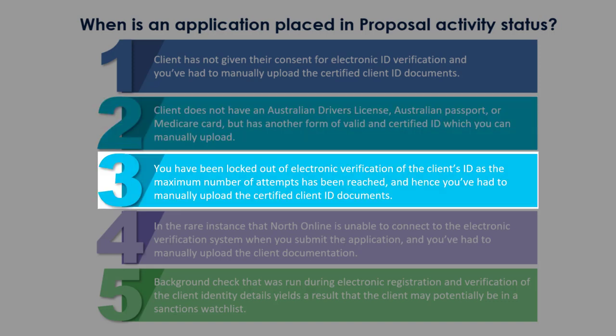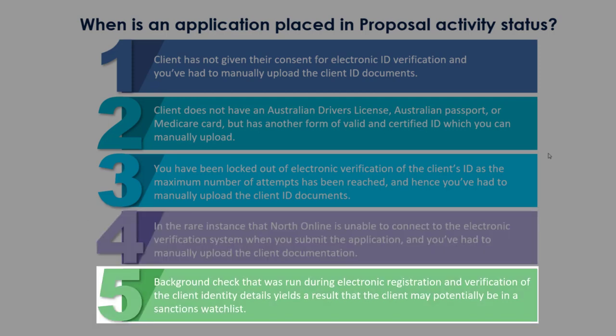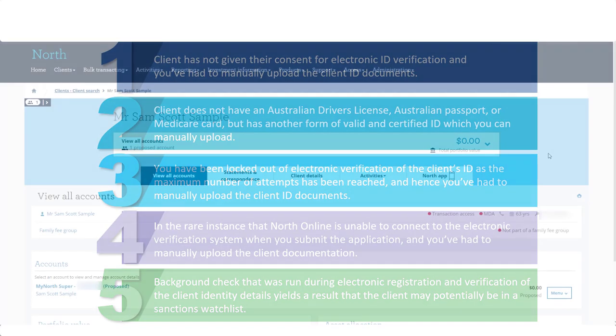You've been locked out of electronic verification of the client's ID as the maximum number of attempts have been reached, and hence you've had to manually upload the certified client ID documents. On rare occasions, North Online may be unable to connect to the electronic verification system when you submit the application. Or lastly, the background check that was run during electronic registration and verification of the client identity details yields a result that the client may potentially be in a sanctions watch list.